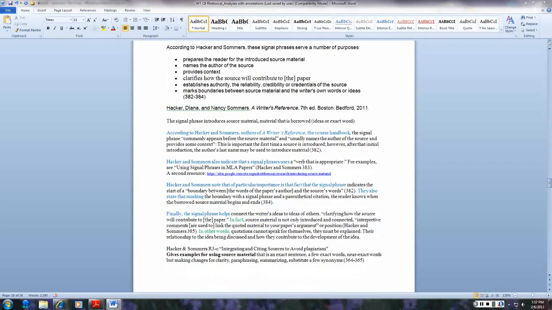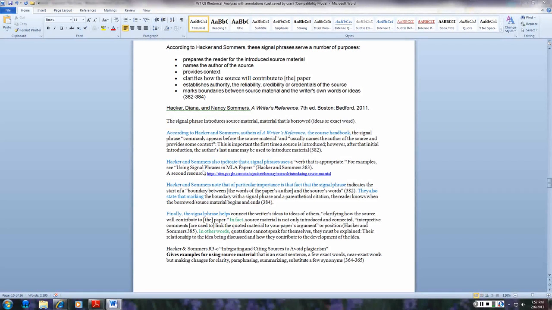Finally, in Hacker and Summers in section R3C, there are specific examples that show signal phrases and quoted material, summarized material, paraphrased material. The purpose of the signal phrase is to introduce borrowed material and to establish boundaries. Notice that when the author's name is in the signal phrase, I use only the page number.